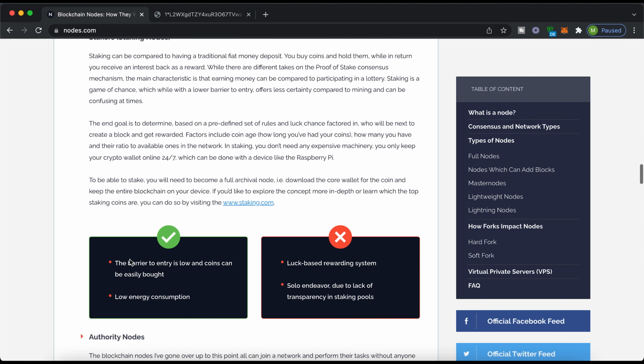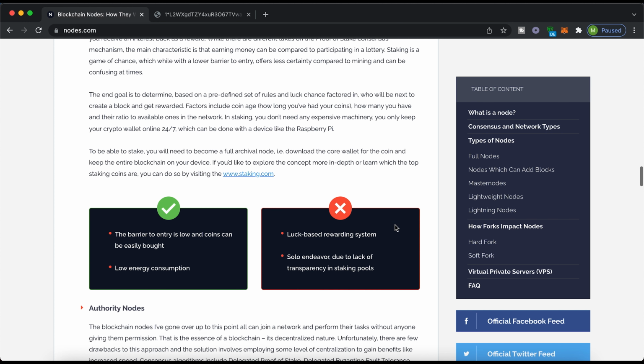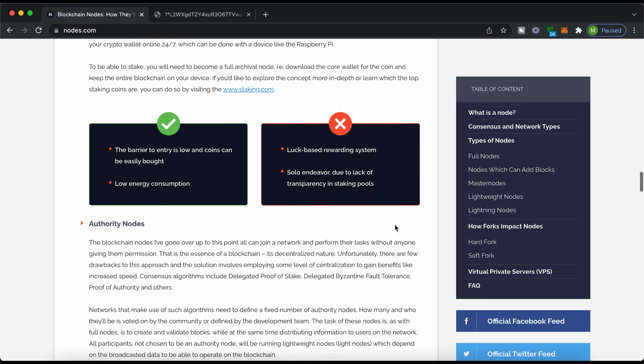The benefits: the barrier of entry is low, and coins can be easily bought. Low energy consumption, that's the big one. The disadvantages: luck-based rewarding system, solo endeavor due to lack of transparency in staking pools. So basically what it's saying is that, depending on who you're staking with, it's up to you, your decision, because some people could be not as transparent, and they could skew numbers and stuff like that.